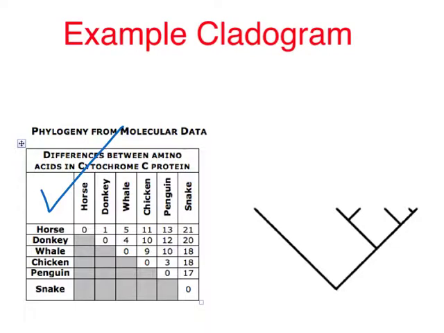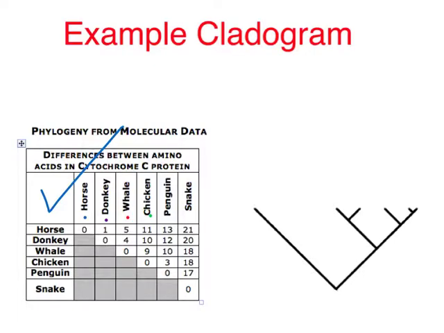Okay, so here we have our data matrix. How are we going to then separate these organisms? Okay, so how do we read this, in other words? If I'm looking at the horse, the horse is 0 separation from itself. Well, that makes sense. If I'm looking at, I'm going to use different colors for these, the donkey is 1 separation from the horse. And if I'm looking at the whale, it is 5 separated from the horse. And the chicken is 11 separation from the horse in terms of this particular protein.